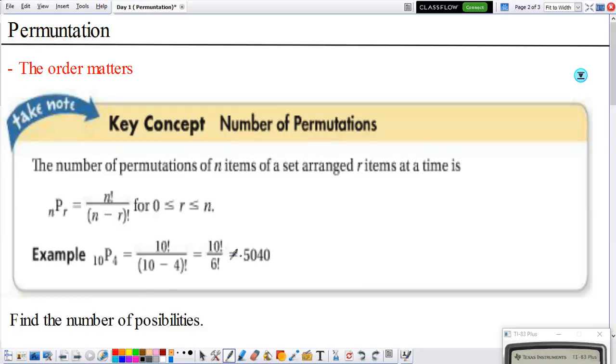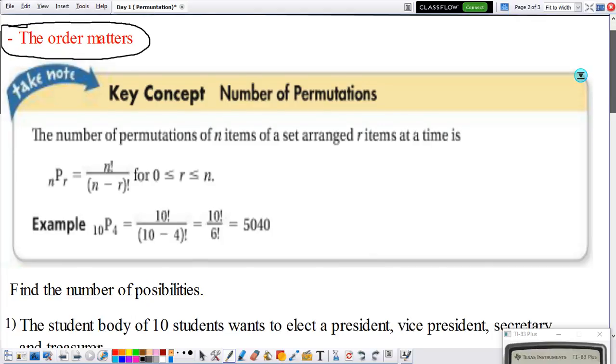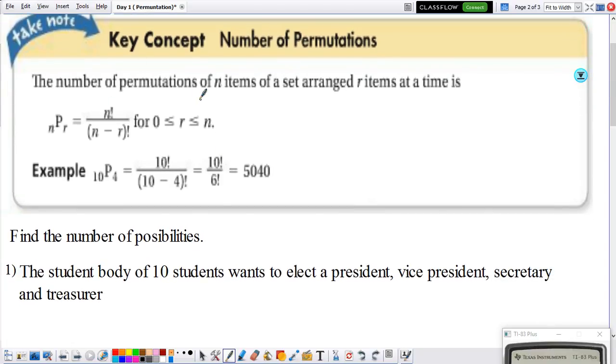Now, first, let's start with kind of like an abstract definition. Again, when we talk about permutations, I want you to remember that the order matters in permutations. So now, this is the overall definition, but let's just break it down one section at a time. Now here, it says the number of permutations of n items. So n is how many items you have. So keep that in mind.